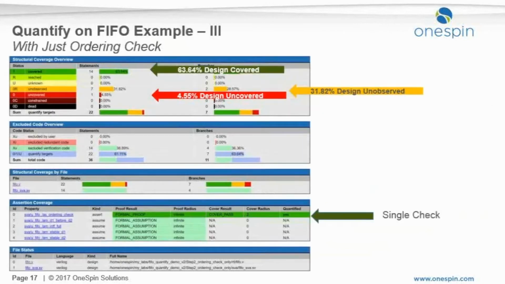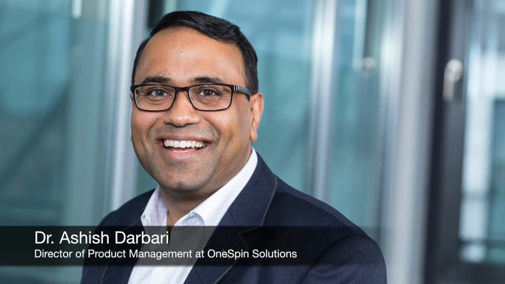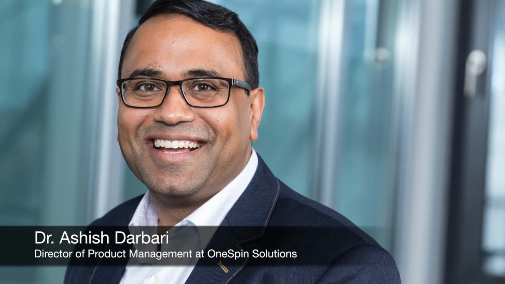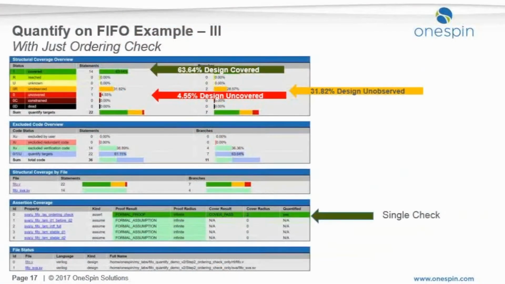Okay, so I run this and I get an exhaustive proof. And as soon as I get the exhaustive proof, I also figure out that this is the only check I have, but I've got 63% of the design covered with this one check, and a third of it is unobserved. It's pretty bad, and I've got about 5% uncovered. So how do we deal with this, and what do we do next?